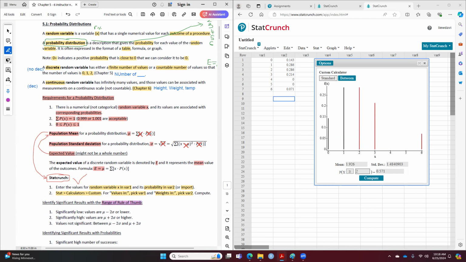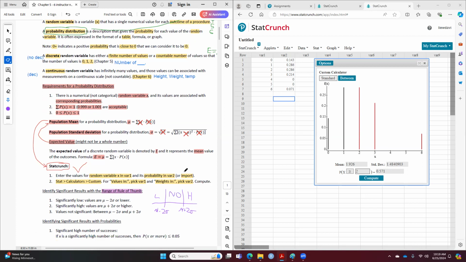So again, what does the range rule of thumb say? The range rule of thumb says that anything below the mean minus 2 times the population standard deviation is significantly low. Mean plus 2 times the standard deviation, anything above this is called significantly high. And anything in the middle is not significant.